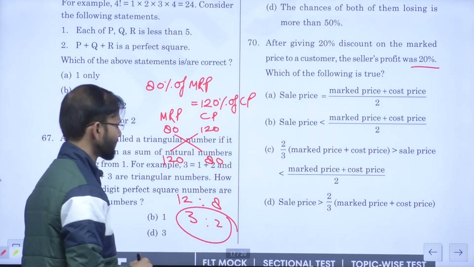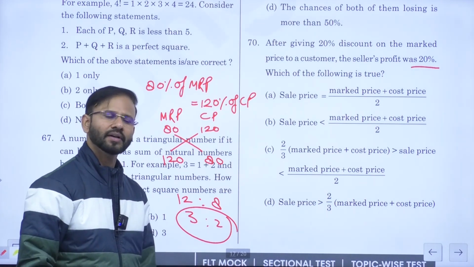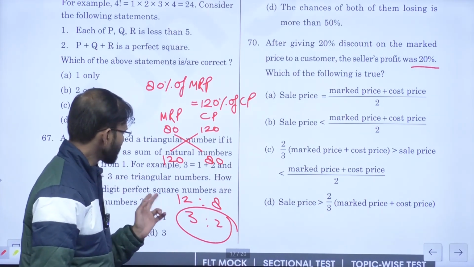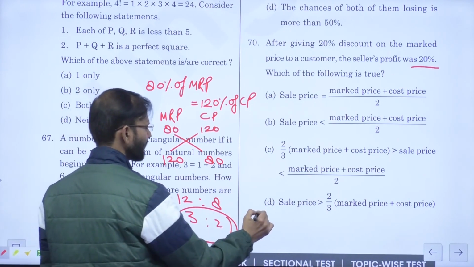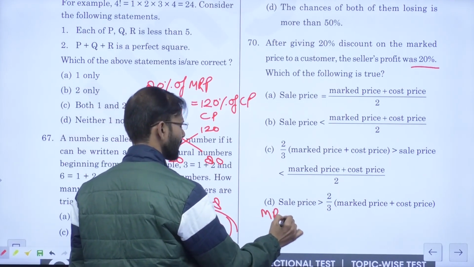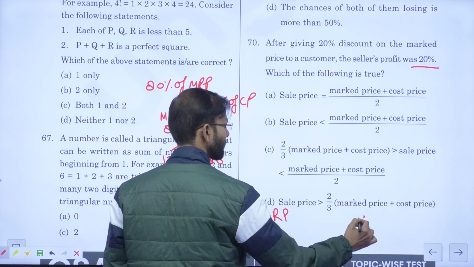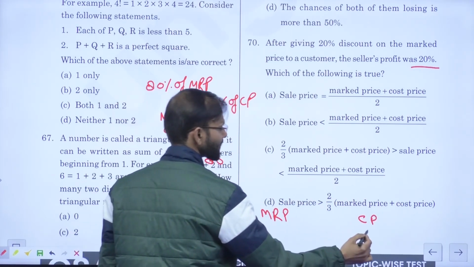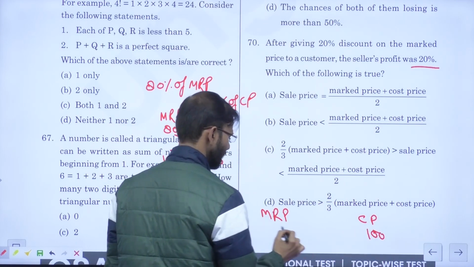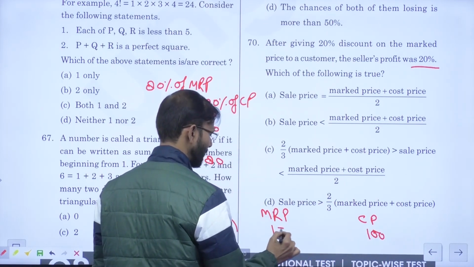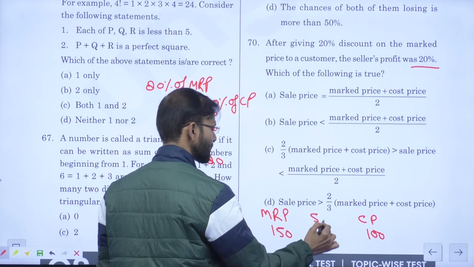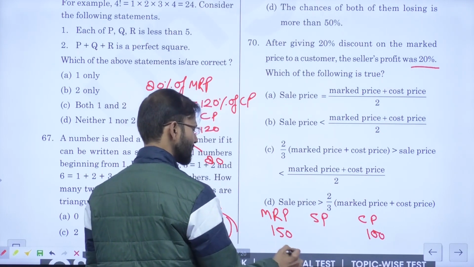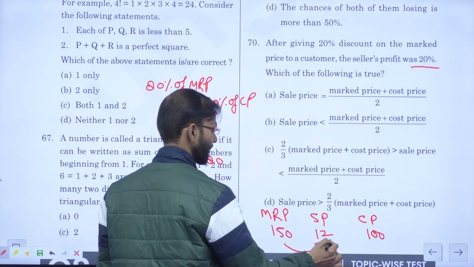Everyone fine? This is 3:2, correct? So what I'm trying to say is MRP is to CP is 3:2. So guys, if I consider CP as 100, then MRP will be 150, and SP will be a 20% discount of this. So that will be 120.